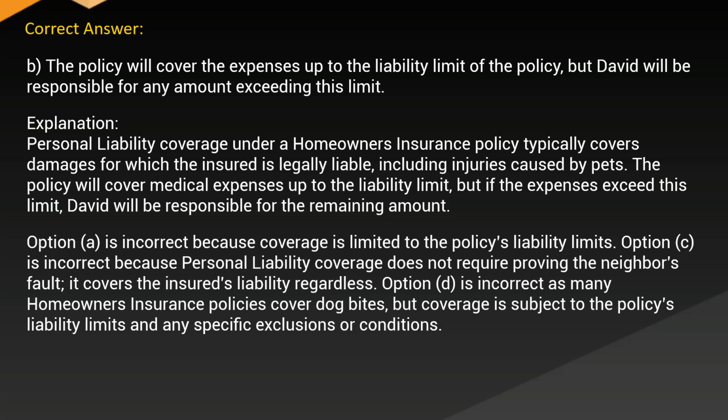Option A is incorrect because coverage is limited to the policy's liability limits. Option C is incorrect because personal liability coverage does not require proving the neighbor's fault. It covers the insured's liability regardless. Option D is incorrect as many homeowners insurance policies cover dog bites, but coverage is subject to the policy's liability limits and any specific exclusions or conditions.